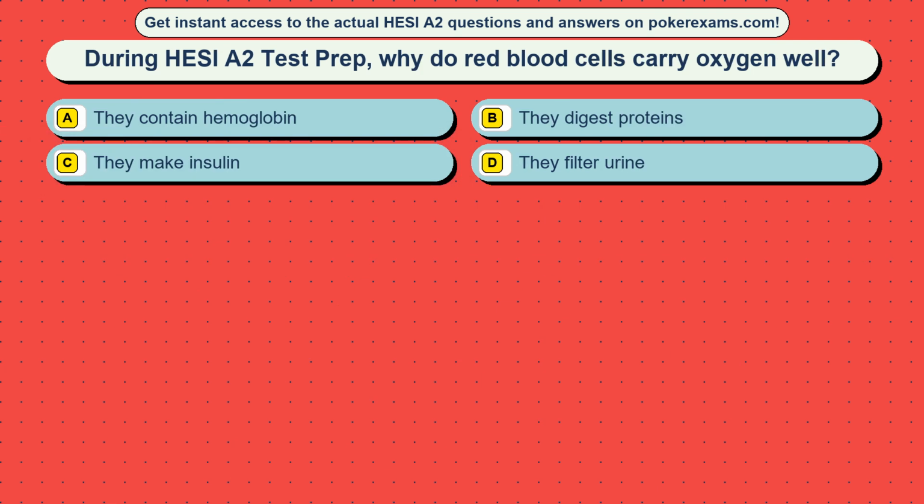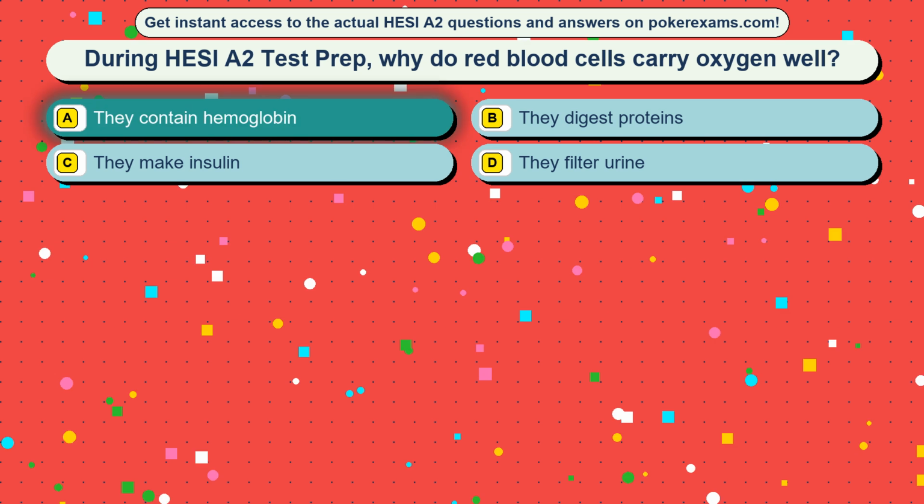Question 41. During HESI A2 Test Prep: Why do red blood cells carry oxygen well? Option A, they contain hemoglobin. Option B, they digest proteins. Option C, they make insulin. Option D, they filter urine. The correct answer is option A, they contain hemoglobin.